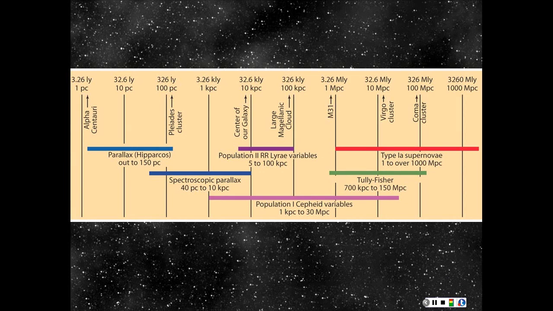And so here we have basically a summary of this. Close by we use parallax out to a few hundred parsecs. And then we can use spectroscopic parallax, which is actually kind of similar to main sequence fitting, which is not mentioned on here, but this is basically the range of main sequence fitting. So we've got some overlap, and these ones get to calibrate this section.